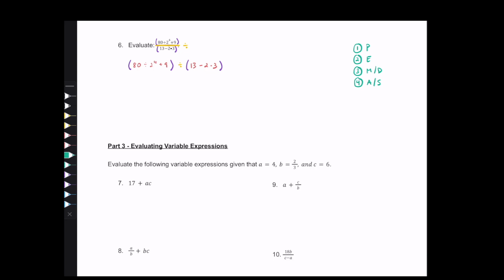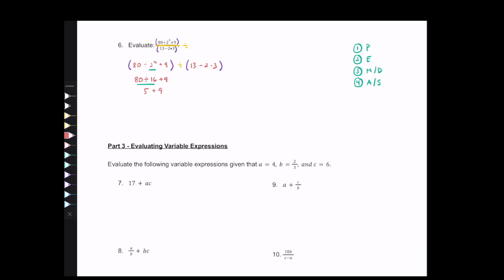So for the numerator, I think we have to do the exponent first here. So that's going to be 80 divided by, what's 2 to the 4th power? That's 2 times 2, which is 4. 4 times 2 is 8, and 8 times 2 is 16. So it's 80 divided by 16 plus 9. And then division is going to go before addition. So 80 divided by 16, you can do the long division or do it in your head, but it's going to be 5. It goes in evenly.